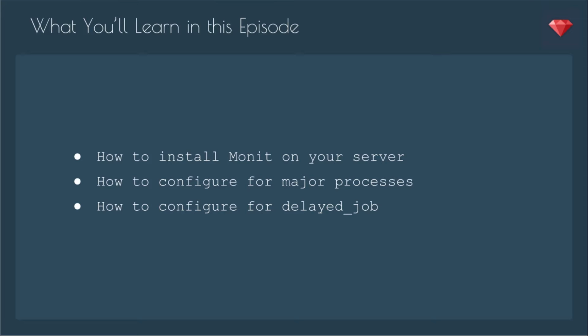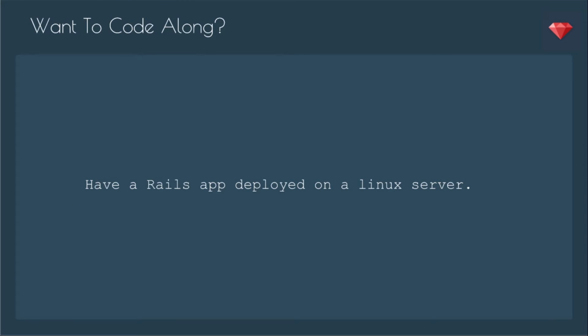The inspiration for this episode is that my delayed job stopped and I didn't know about it until somebody let me know they weren't getting that PDF that they had requested. So now I'm going to put this in to make sure that it restarts if it ever stops. If you want to code along, you simply need to have a Rails app deployed on a Linux server.